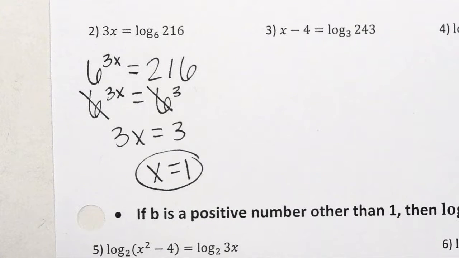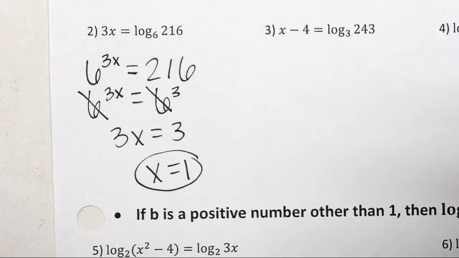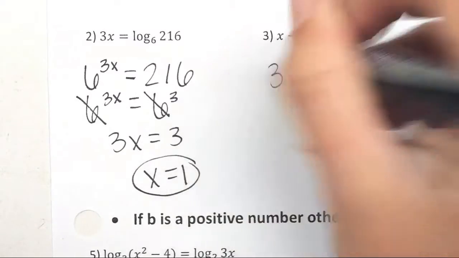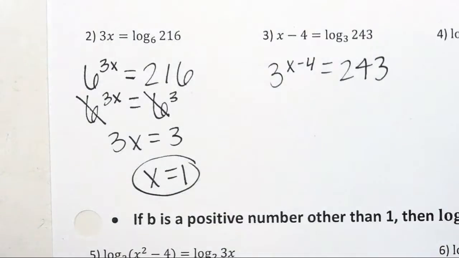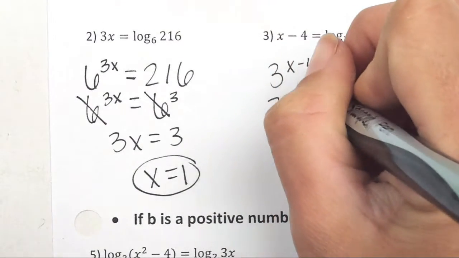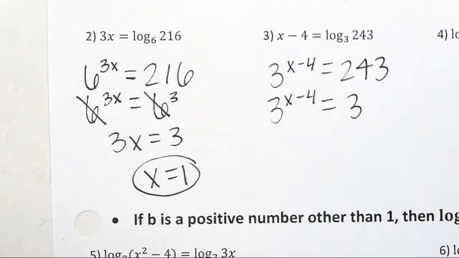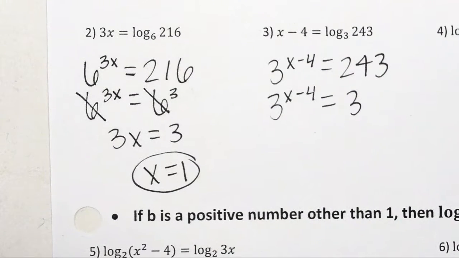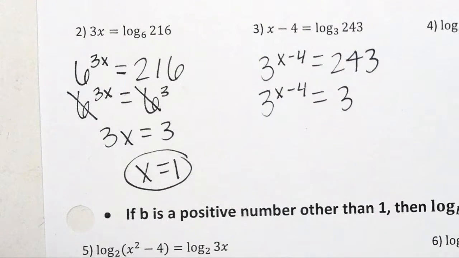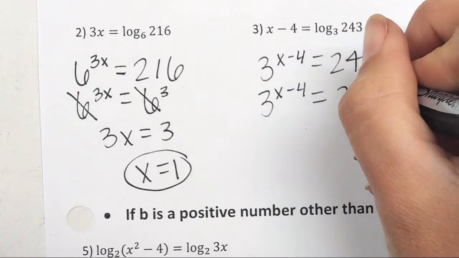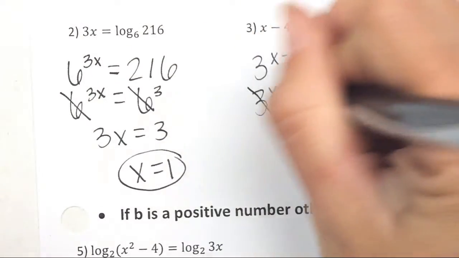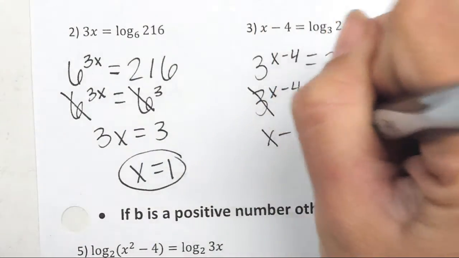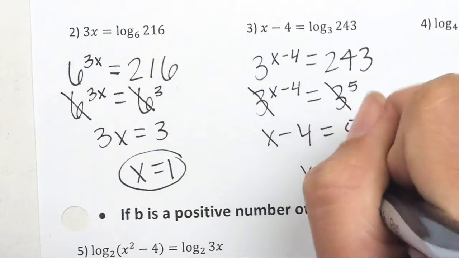Good. Alright, tell me how to write this one in exponential form. What would be our common base? 3. So this one's already 3. We don't have to change it. This one will be 3 to the... 3 to the 5th. Everybody agree with Darian? Yeah. Okay, so these cancel out. We'll have x minus 4 equals 5. So x equals 9. Easy peasy.